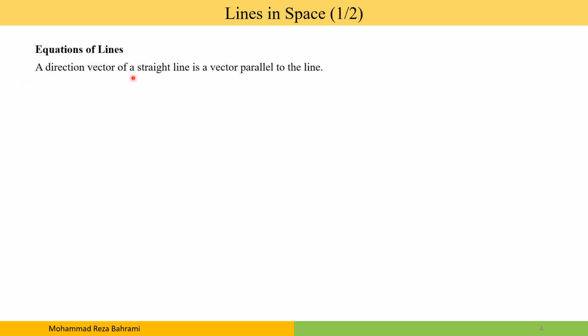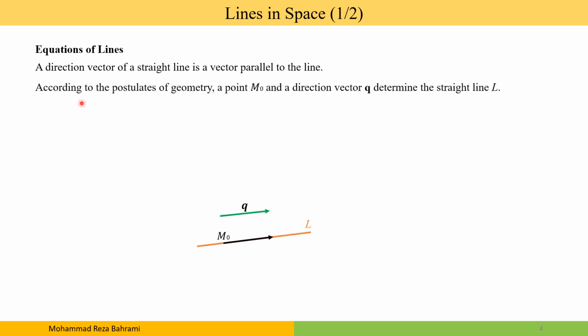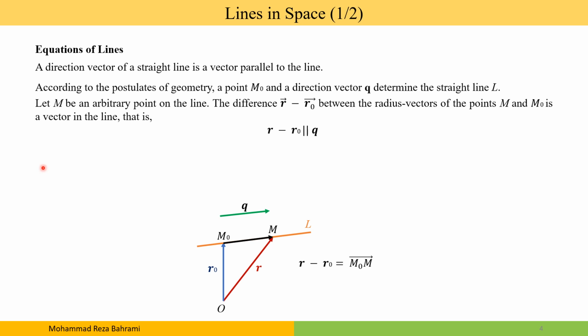A direction vector of a straight line is a vector parallel to the line. According to the postulates of geometry, a point M0 and a direction vector Q determine the straight line, as you can see here. Let M be an arbitrary point on the line. The difference between the radius vectors of point M, which is R, and M0, which is vector R0, is a vector in the line, so R minus R0 is parallel to the direction vector Q.